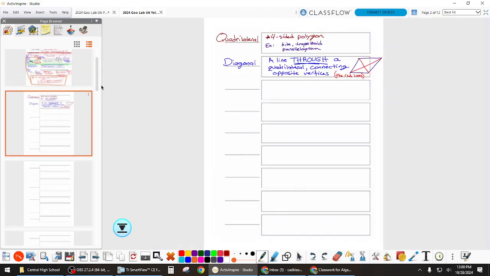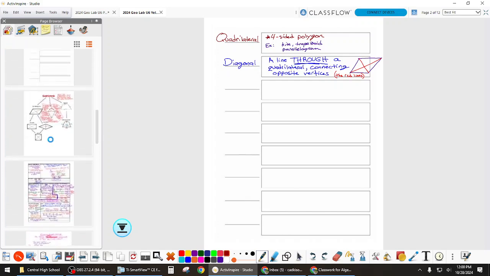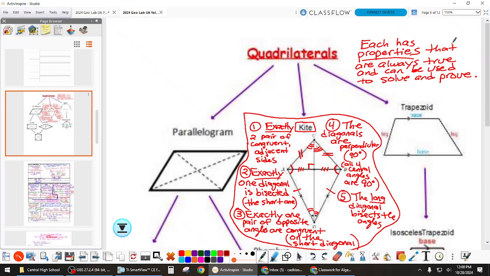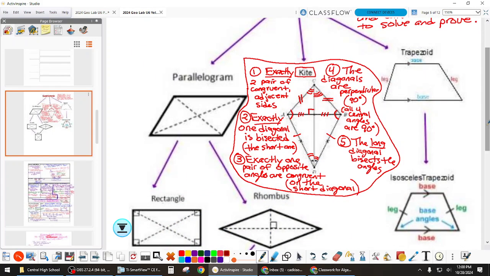Oh, before we do, as you're getting there, remember we defined a quadrilateral and a diagonal. Diagonal was lines connecting opposite vertices through the quadrilateral. And then we gave all these different properties of a kite. We had 5 of them. So quick reminder, you're going to have 2 pairs of adjacent congruent sides, meaning 2 pairs that are the same length that touch each other. So in this picture we had 2 short ones and 2 long ones.